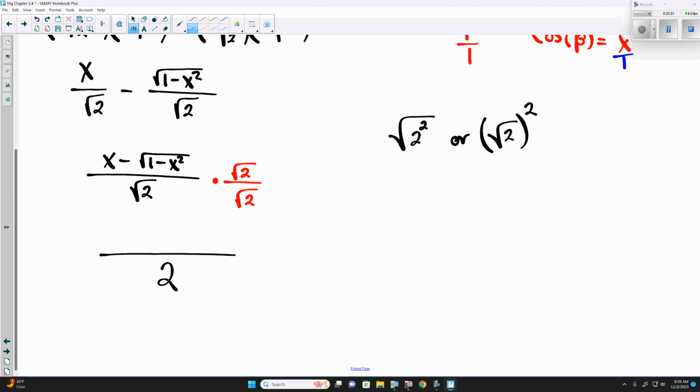Now the numerator, we need to multiply this through both of them. X times the square root of 2 is x square root of 2, minus, and if we multiply the square root of 2 by the square root of 1 minus x squared, incidentally enough, we can actually distribute the 2 through what's inside of it, which gives us 2 minus 2x squared.